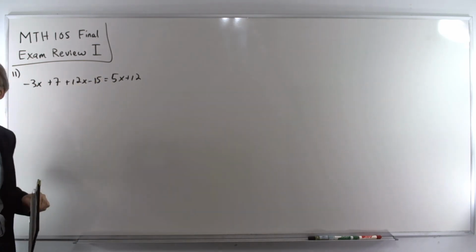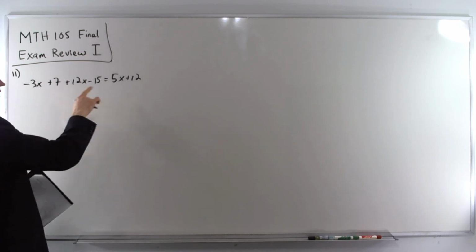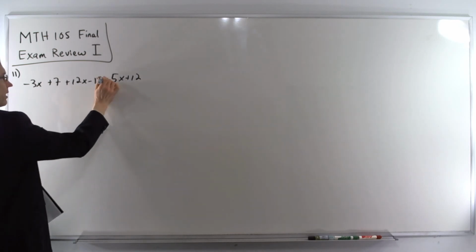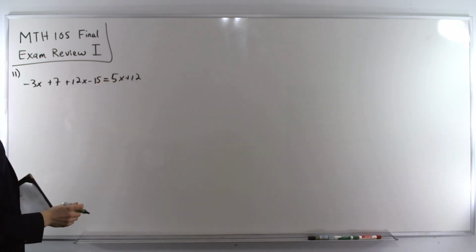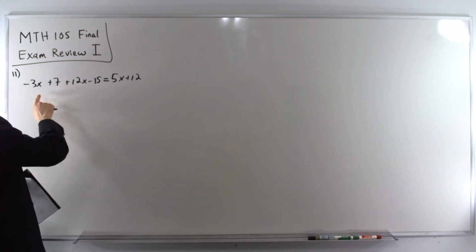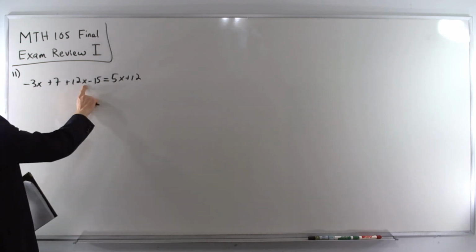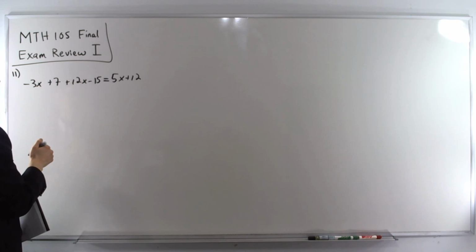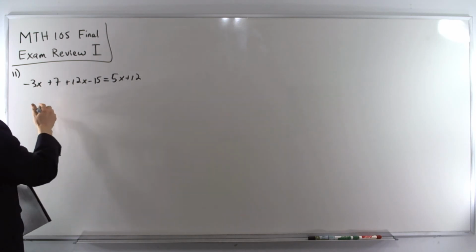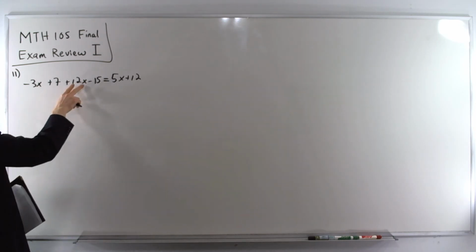One of the mistakes I see with these is people trying to add or subtract from both sides of the equation right off the bat. That usually often leads to mistakes. So instead of doing that, let's simplify on the left side first. We're going to combine like terms here.